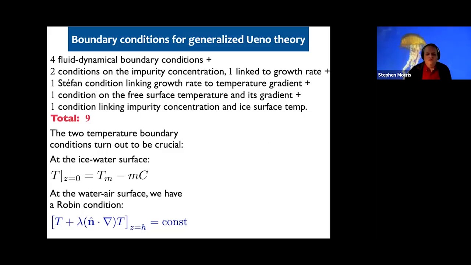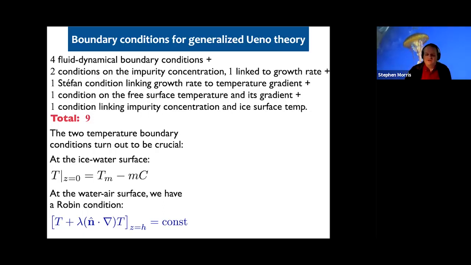And then there's this complicated Robin condition at the surface, where the surface boundary condition involves both the temperature and the gradient of the temperature, and a linear combination of the two. And this lambda turns out to depend on advection and radiation and transport. If you go back to Ueno's theory, basically Ueno has exactly the same equations, but with no concentration.